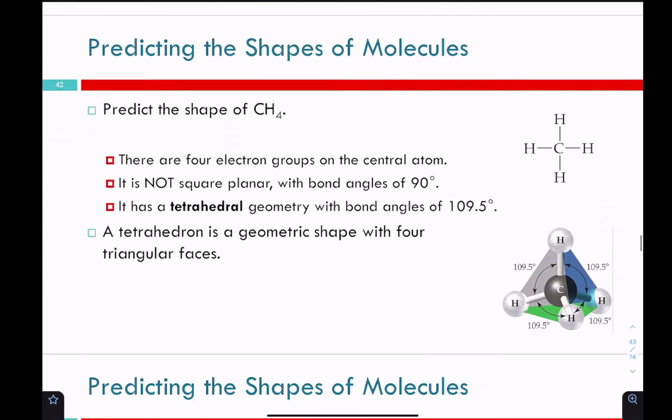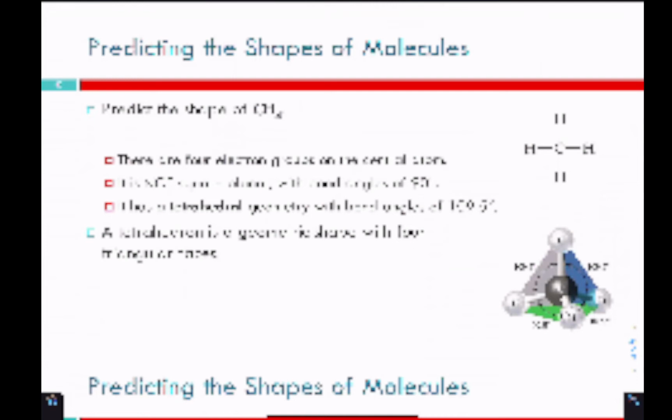Now, what happens if we add a fourth person into the mix? Now we've got more of a 3D shape.